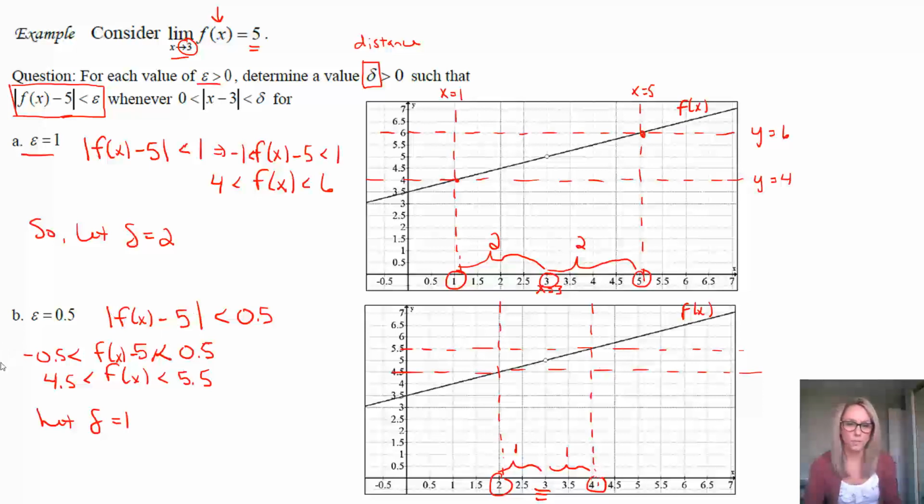Just to add on a little bit more, I was looking at my notes to see if I had something else written. One thing that I do want you to see is that there's a pattern here. I want you to notice the pattern between epsilon and delta. This occurs because this function is linear. So when epsilon was 1, delta was 2. When epsilon was 0.5, delta was 1. So if you notice, we've only done 2, but there is a pattern. So I'll write pattern.